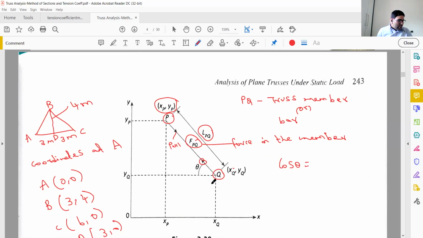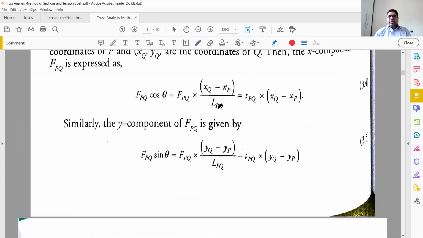So if I wanted to have the distance here, how do we take? The distance is given simply. Let us consider that for PQ, this is the near end and this is the far end. So simply far minus near. So XQ minus XP by LPQ. And this FPQ by LPQ is called the tension coefficient. Similarly, in the vertical direction, YQ minus YP.